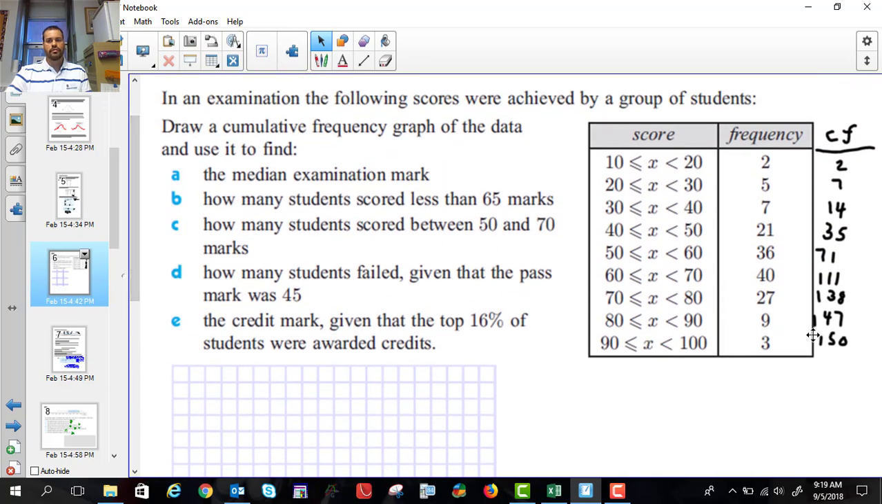So here's what we have to do. We have to figure out a scale. We have a score from 0 to 100. Nobody got less than 10, so that's good.